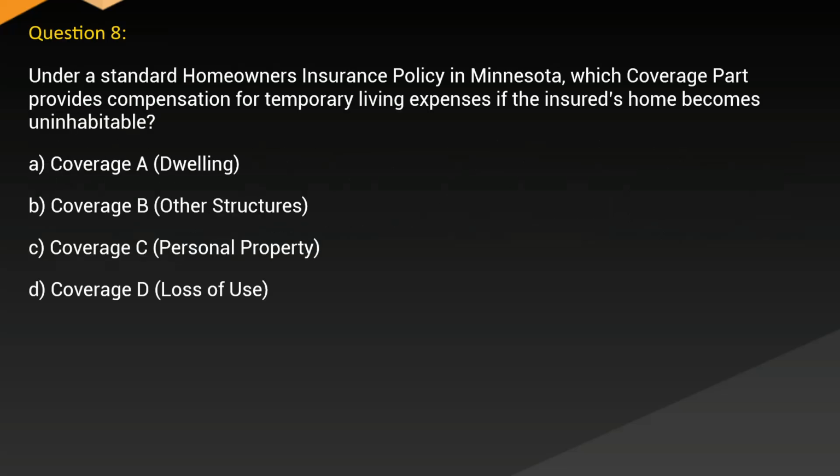Question 8. Under a standard homeowners insurance policy in Minnesota, which coverage part provides compensation for temporary living expenses if the insured's home becomes uninhabitable? A. Coverage A. Dwelling. B. Coverage B. Other structures. C. Coverage C. Personal property. D. Coverage D. Loss of use.